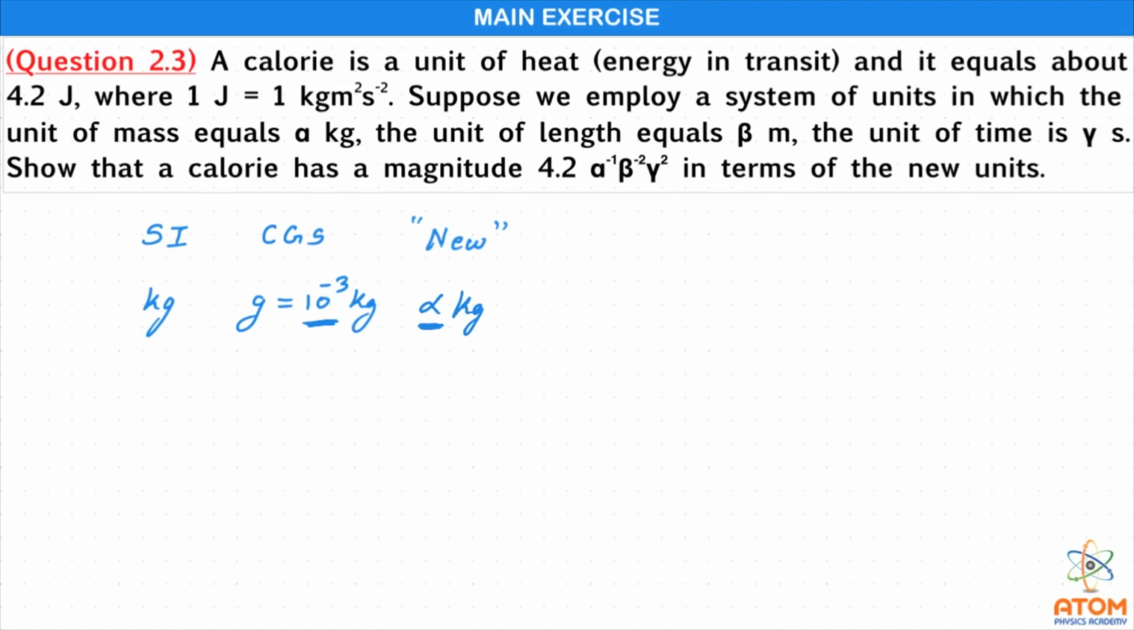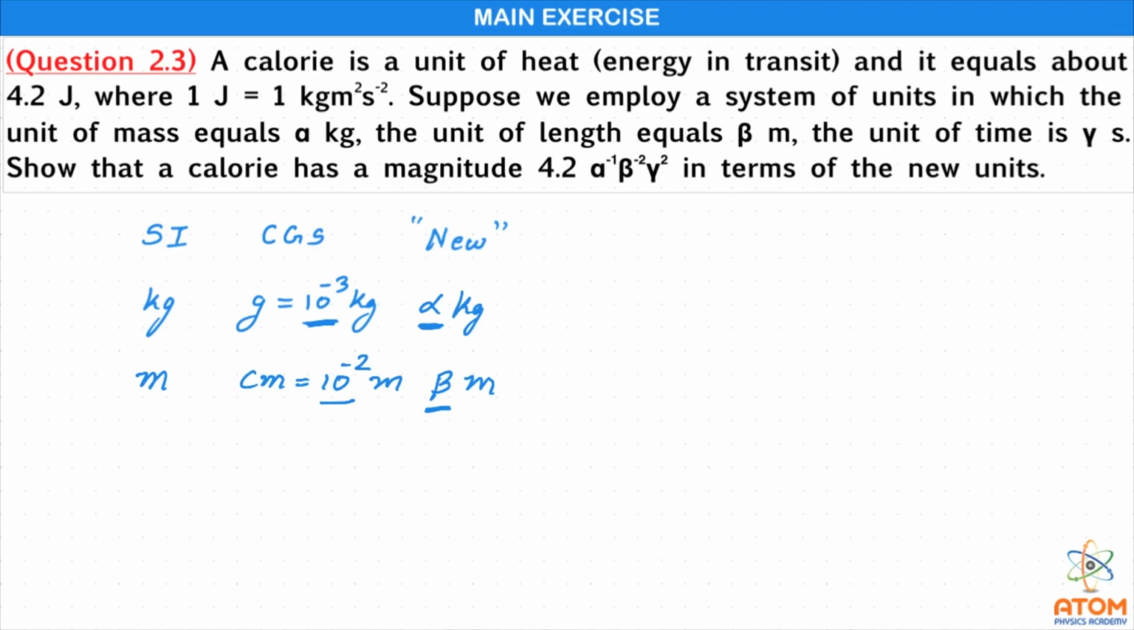Okay, for length in SI unit, we know that we use meter as unit, and in CGS we use centimeter. But this centimeter can be again written as 10 raised to minus 2 meter. So this 10 raised to minus 2 is a numeric value. The same way in this new unit system, we have been given the unit as beta meter. So beta is a numeric value here.